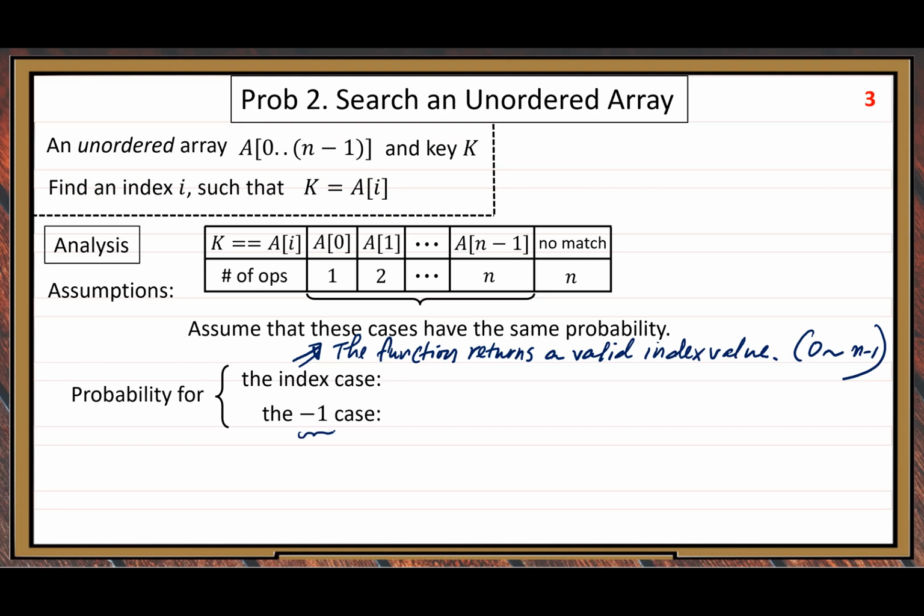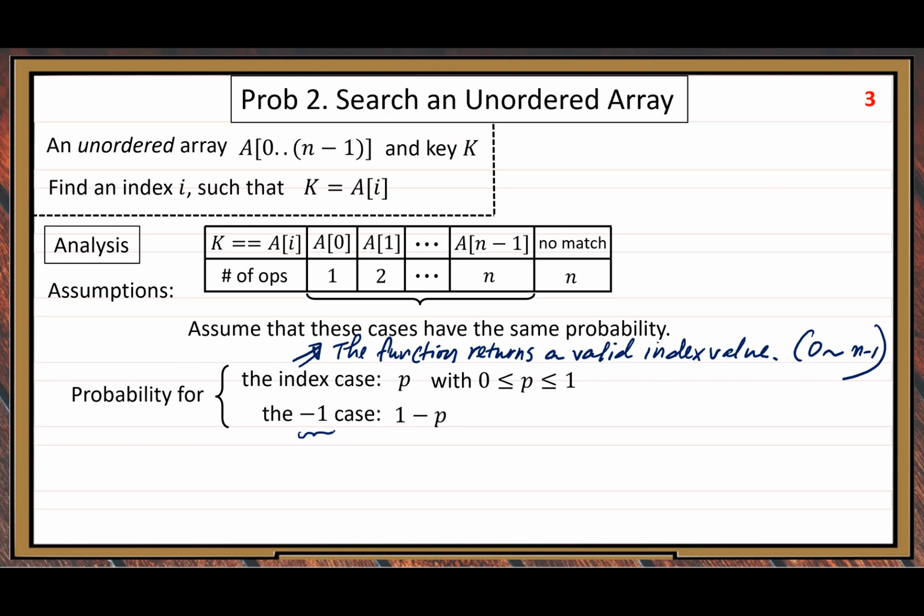So we consider these two cases and their probability. For the index case, let us assume the probability is P. P is a number between 0 and 1, a valid probability in this range. Then the negative case has probability 1 minus P. That's a simple probability property. And this P can change for different problems. The P could be different.